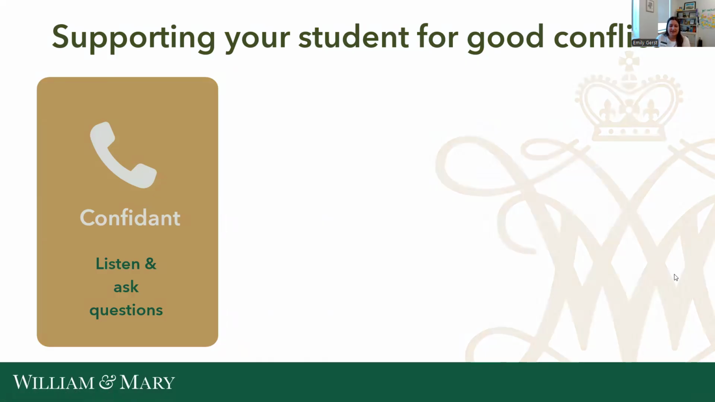So the first piece is to be their confidant. One of the things that we know in the Office of Conflict Resolution and Education is that the number one place that students go for conflict help and the place that they trust the most is you all. They go to family and they go to supporters. And so one of the best things you can do for your student in conflict is just be there for them when they need to talk about it.